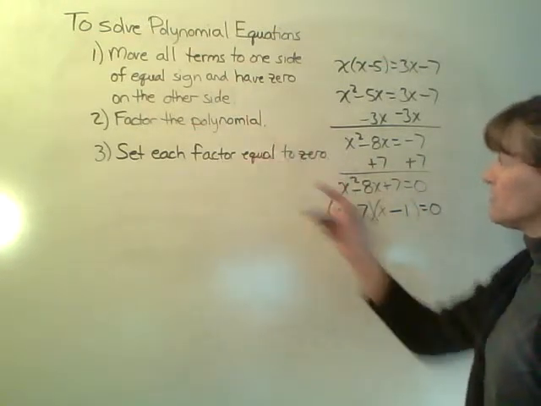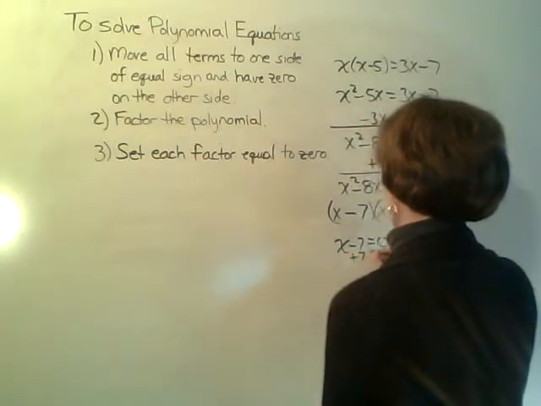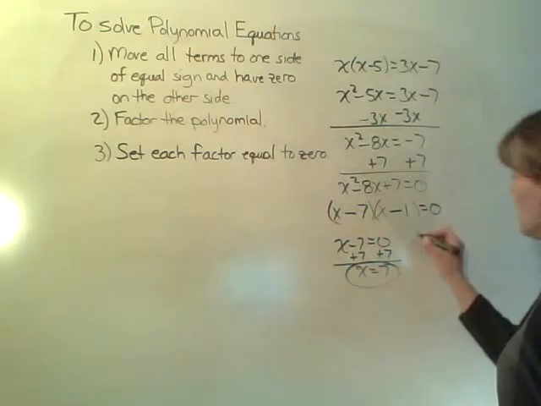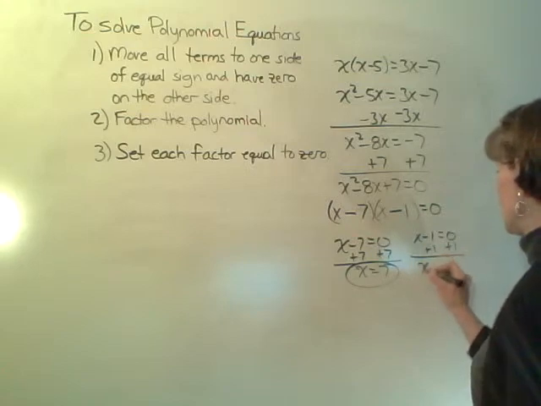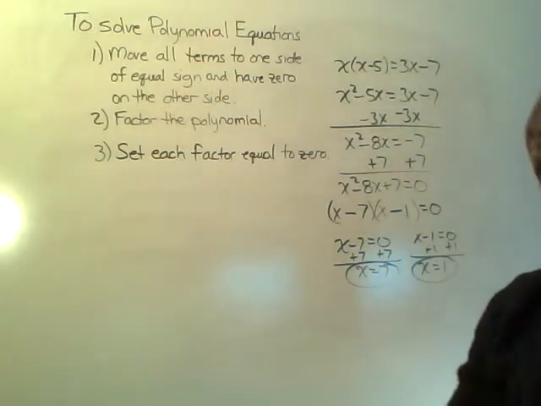Now it is factored, I'm ready to set each factor equal to 0. So x minus 7 equals 0. I add 7 to both sides, and I get x equals 7. And then x minus 1 equals 0. I add 1 to both sides, and I get x equals 1. And there are my two answers to this polynomial equation.